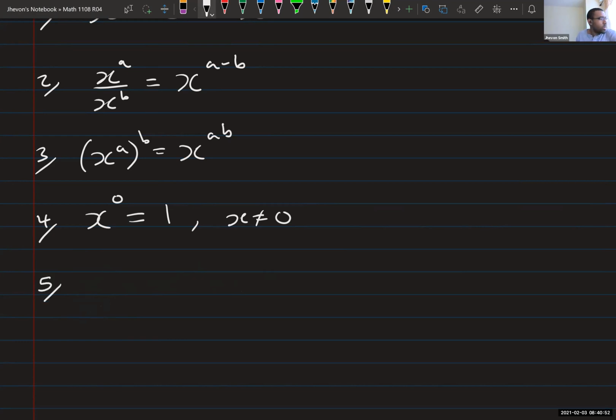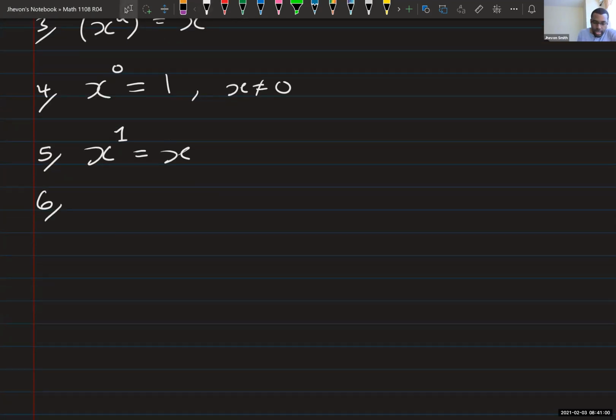5. What other rules do I want to make sure you know? X to the 1 is just x. I mean, I think everyone would be on board with that. The sixth thing, if I'm multiplying two things and I raise them to an exponent, the exponents actually distribute. Exponents distribute across products.